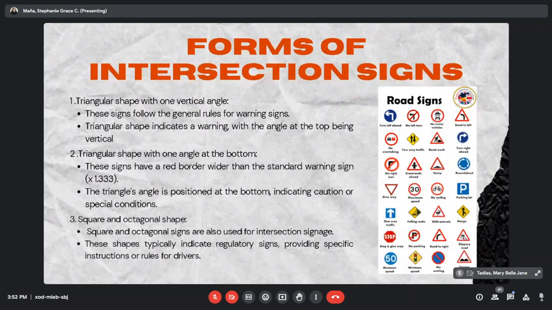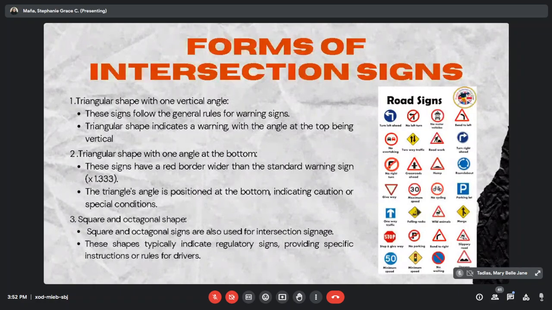First is the triangle shape with one vertex vertical. These signs are warning signs used to indicate potential hazards. For example, the yield sign or the give way sign. Second is the triangle shape with one angle at the bottom. These warning signs have a wider red area and warn of upcoming conditions. An example is the merge sign, which is kanang makita ninyo nga diamond, something like color yellow.